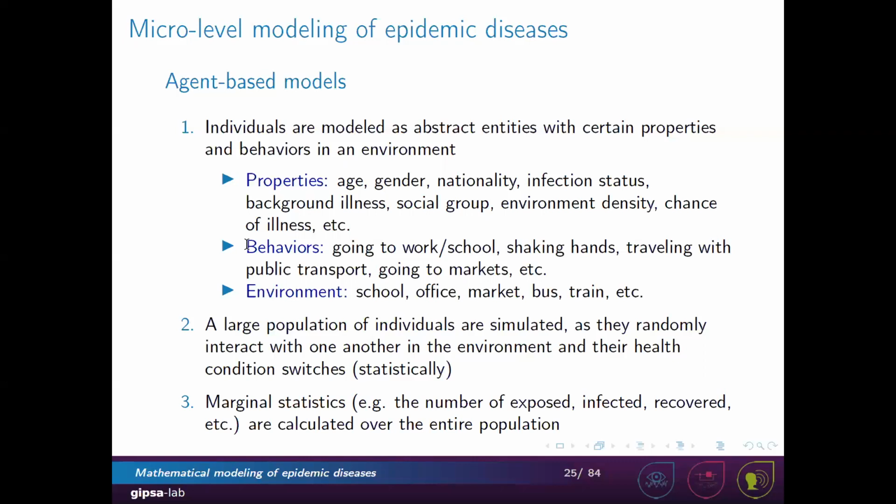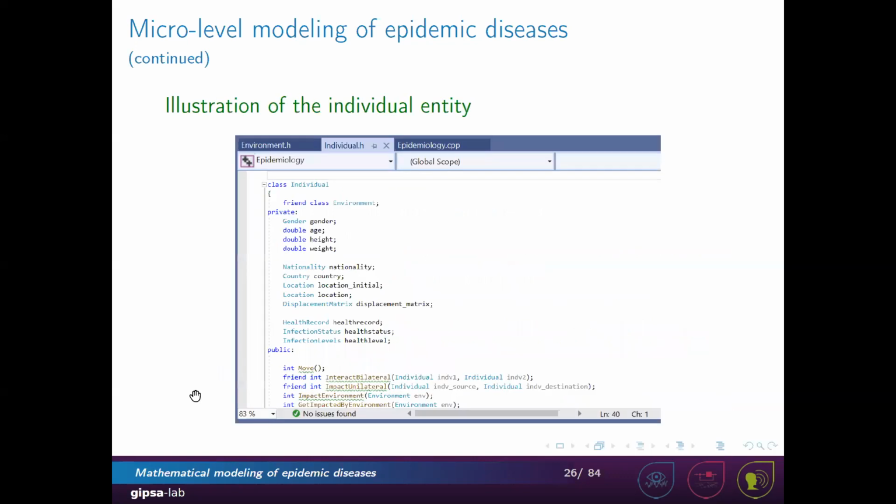When we have the status of infection of each individual of the society, we can calculate the marginal statistics by counting the number of people who are exposed, infected, or recovered over time. And we will end up with quite similar simulated results, just like the ones that I showed you in the macro level models.